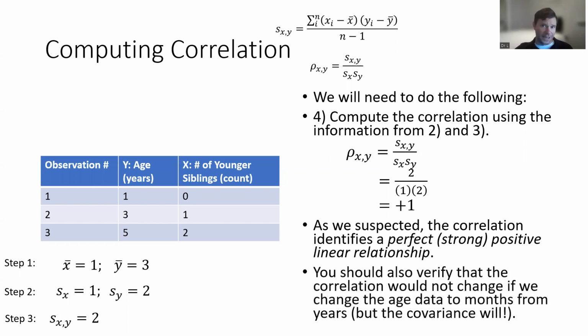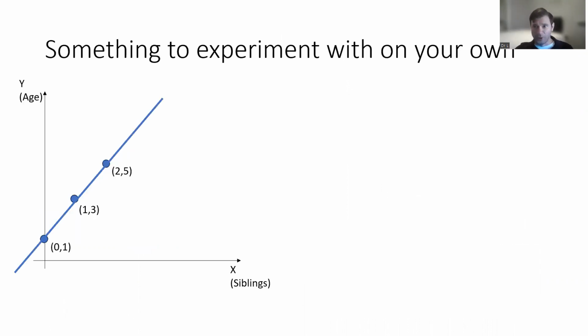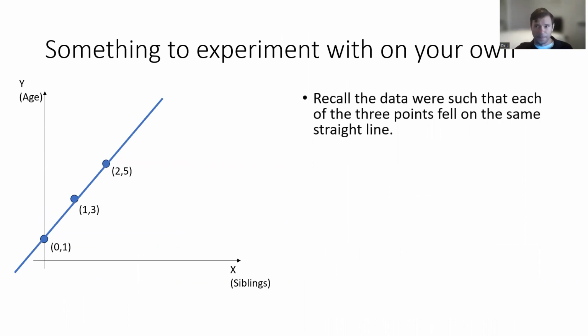Okay, you should also verify on your own that if we were to change the age column to being measured in months or days, and you went through steps 1 through 4 again, the covariance will change, but the correlation will stay the same. So that's something to experiment on your own.